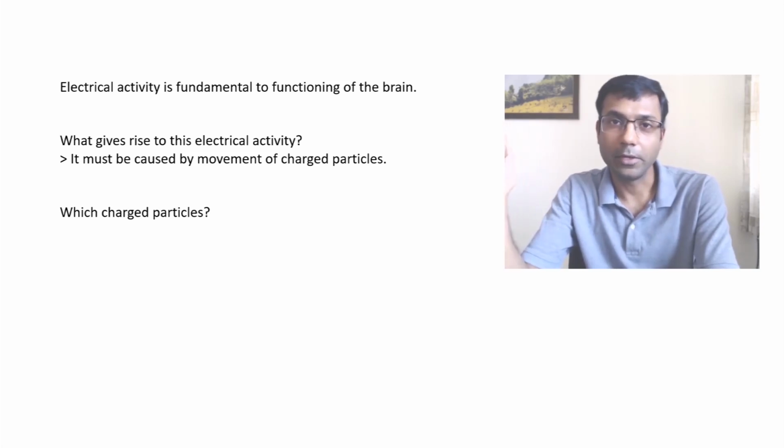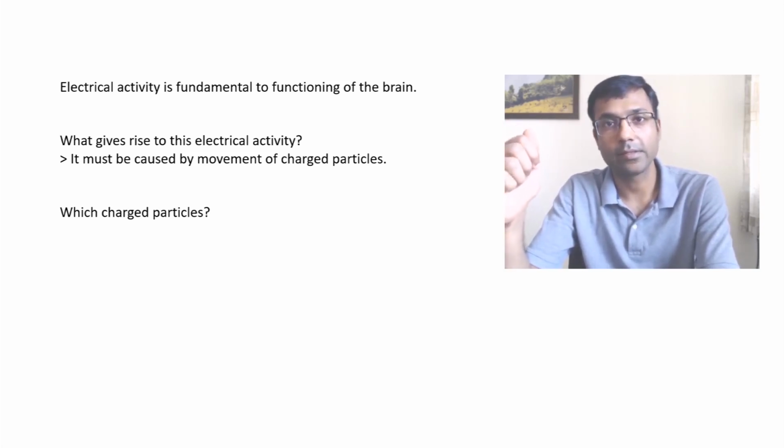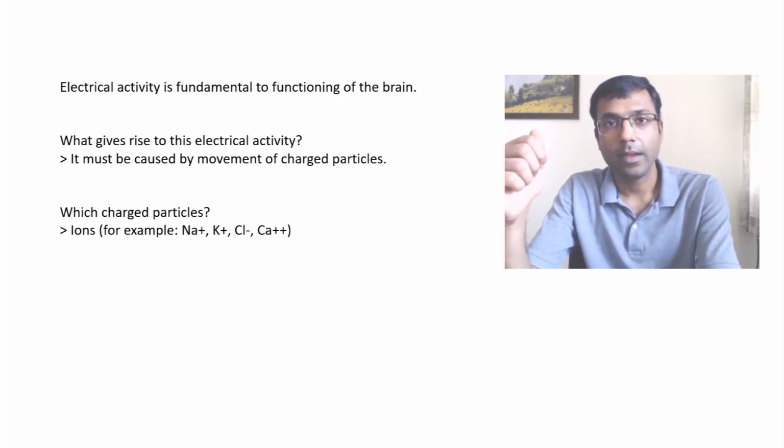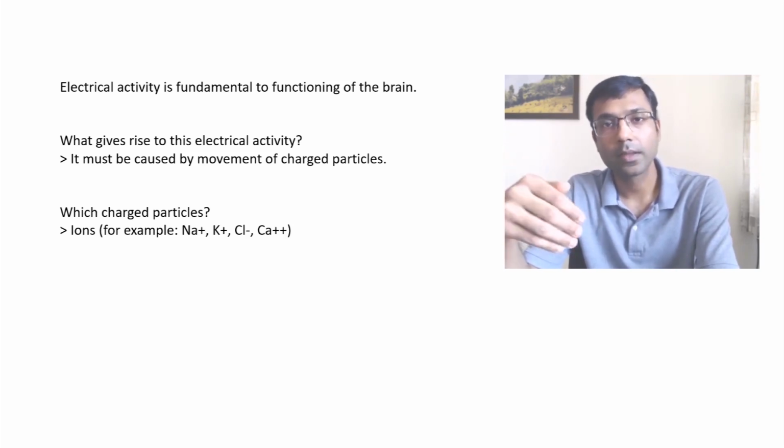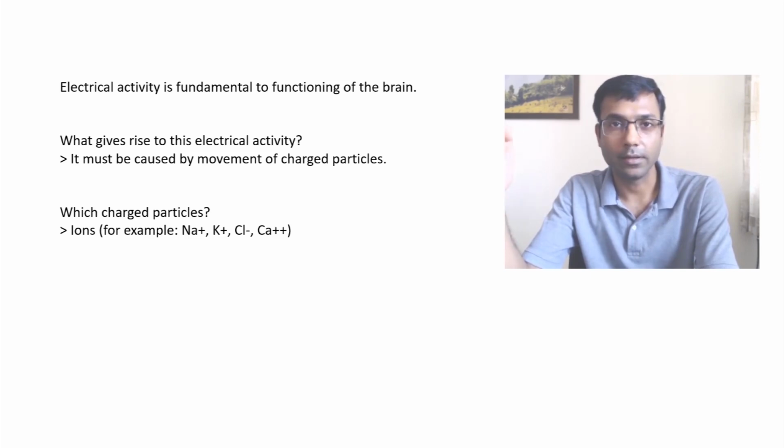Okay, so now let me tell you the answer. So it's actually the movement of ions that generates electricity in the brain. And these are basically sodium ions, potassium ions, chloride, calcium, various ions that are present in the nervous tissue inside the neurons or outside the neurons, whose movement generates electricity in the neurons.